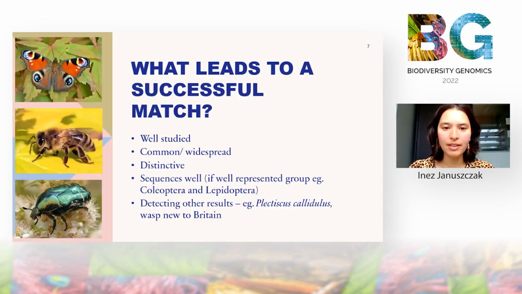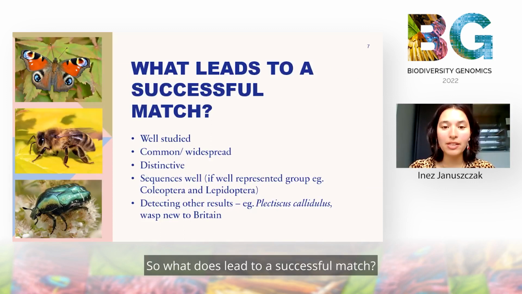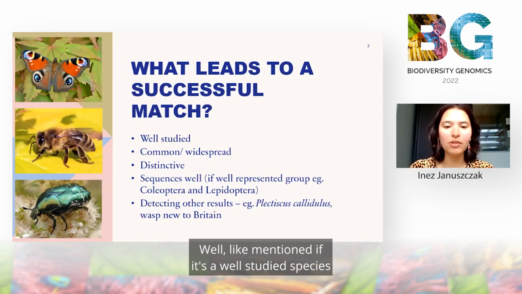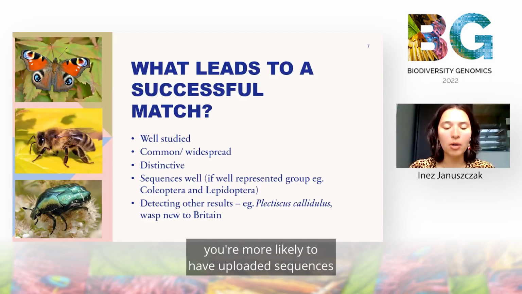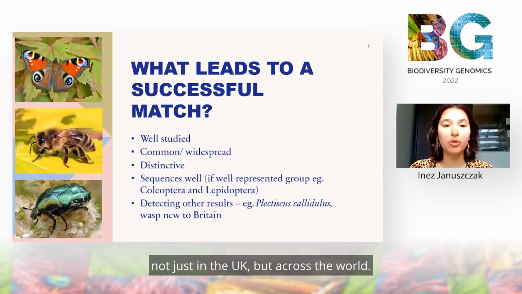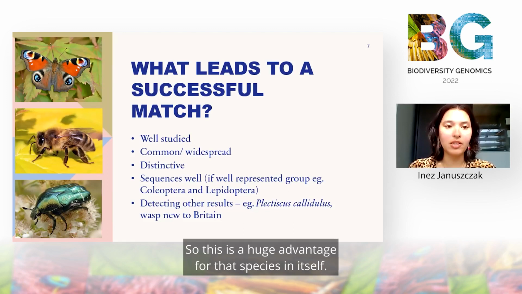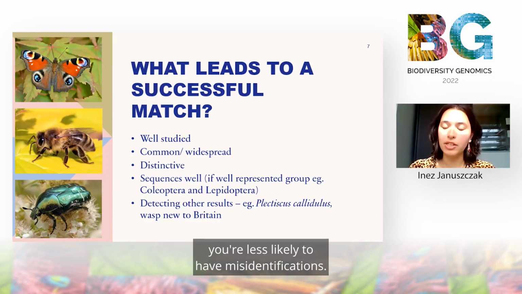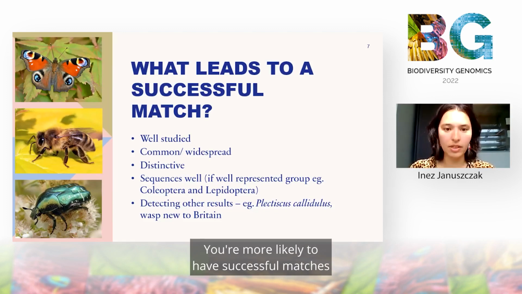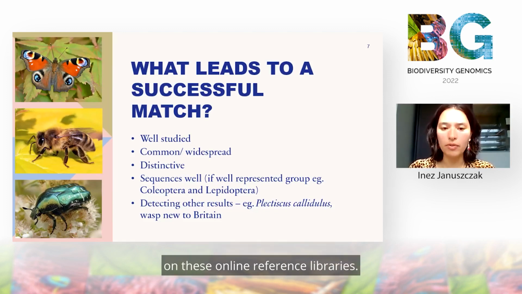So what does lead to a successful match? Well, like I mentioned, if it's a well-studied species or it's common and widespread, you're more likely to have uploaded sequences, not just in the UK, but across the world. So this is a huge advantage for that species in itself. If it's distinctive and easy to ID, you're less likely to have misidentifications. You're more likely to have successful matches on these online reference libraries.